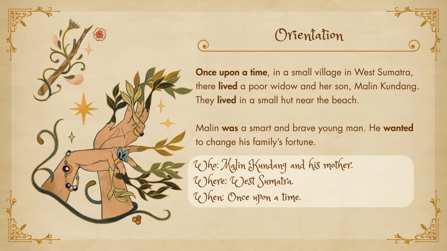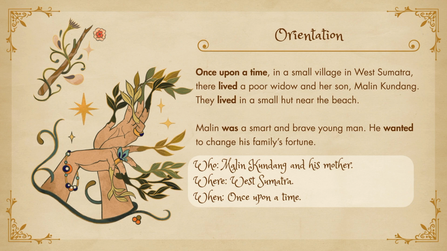Here we go. Orientation, or the beginning of our story. Once upon a time, in a small village in West Sumatra, there lived a poor widow and her son, Malin Kundang. They lived in a small hut near the beach. Malin was a smart and brave young man. He wanted to change his family's fortune.